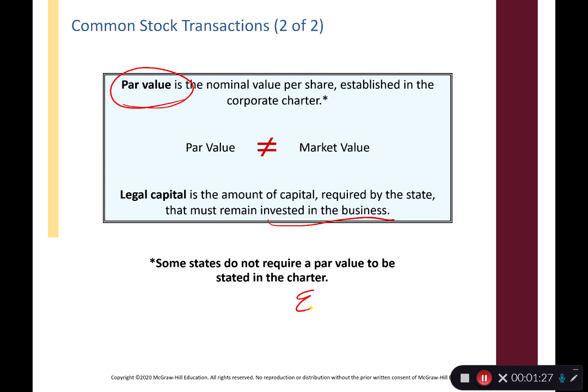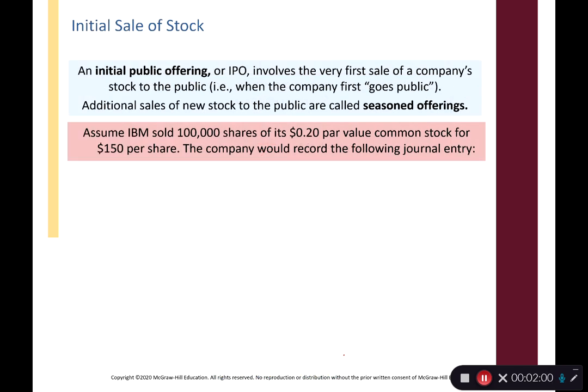So remember, under equity, we have contributed capital and retained earnings, and then our contributed capital can be further broken up into our common stock and additional paid-in capital. The common stock is where we put the number of shares times the par, and the additional paid-in capital is going to be the difference between the amount of money we receive and the amount that goes into that common stock account. That's the only impact that par value would have. So let's look at an example.